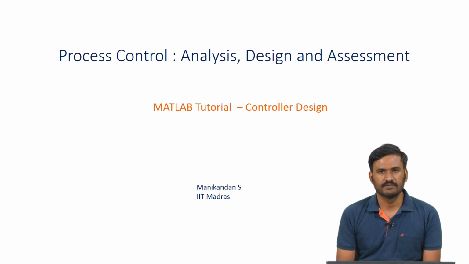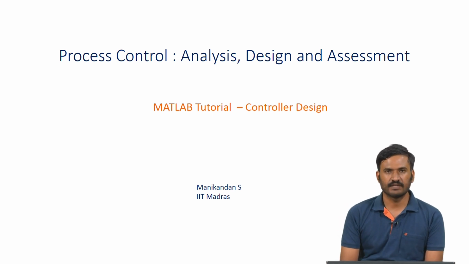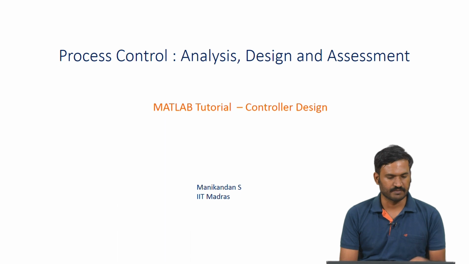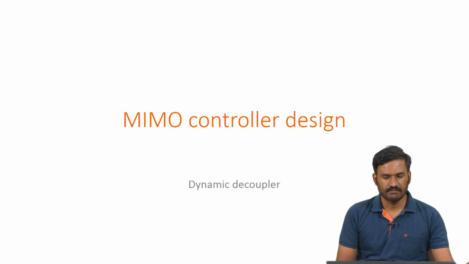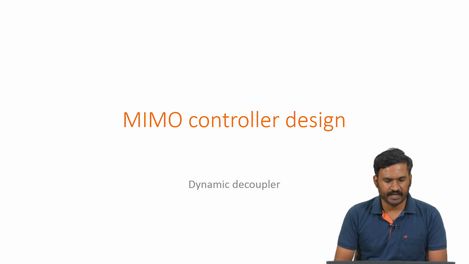Welcome everyone to the tutorial for process control analysis, design and assessment. In this tutorial, we will start looking at MIMO systems and controller design for MIMO systems. First, we will look at dynamic decoupler design, where we try and pair inputs and outputs on a one-to-one basis, and then control the whole system based on this configuration.